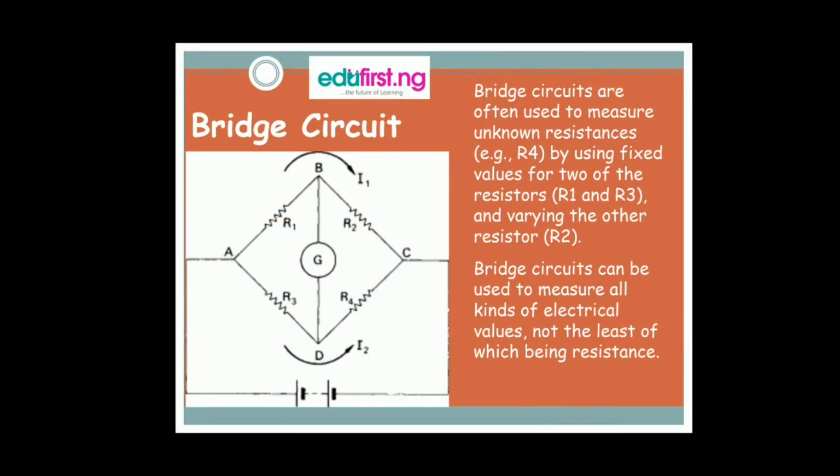Bridge circuits are often used to measure unknown resistance, like R4 in the shown bridge circuit, by using fixed values for two of the resistors, R1 and R3 in this case, and varying the other resistor, R2. Bridge circuits can be used to measure all kinds of electrical values, not only resistance.